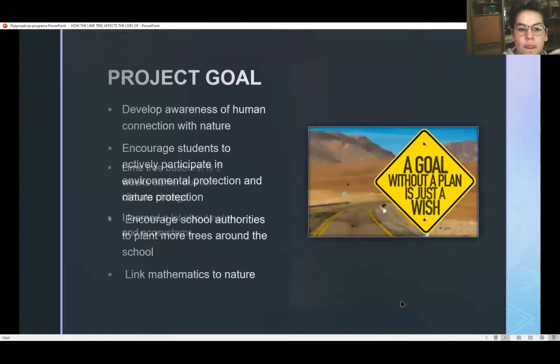So my goals for this project were to develop awareness of human connection with nature, encourage students to actively participate in environmental protection and nature protection, encourage school authorities to plant more trees around the school, and link mathematics with nature.